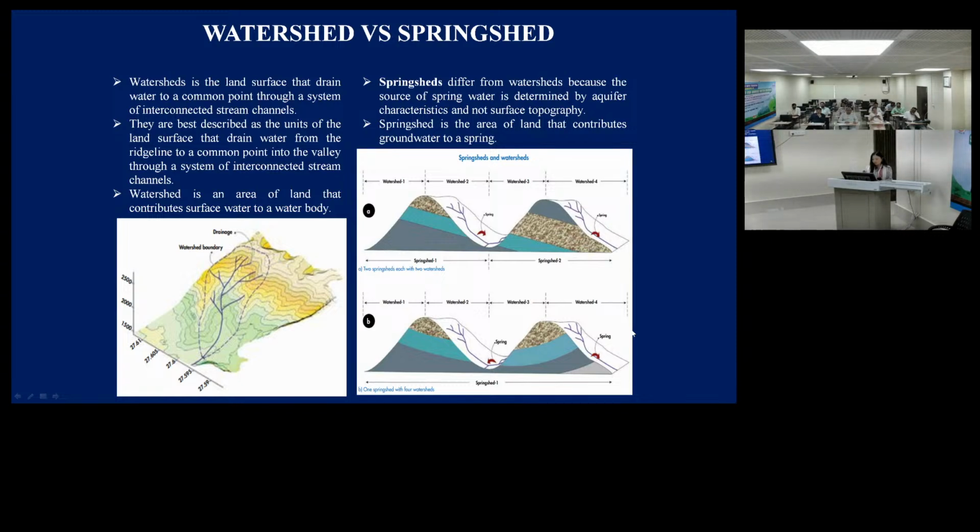Now, in contrast to that, what is a watershed? A watershed is a land surface that is draining the water to a common point. It is from ridge to valley, and a Springshed can be a combination of 2 to 3 watersheds or more. So, this we have already discussed.